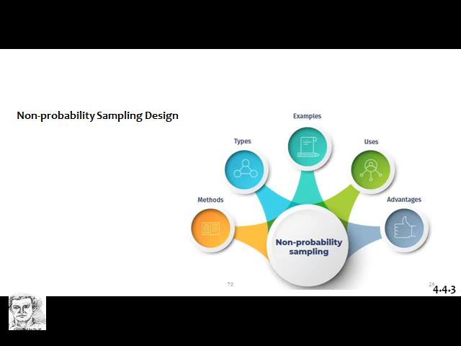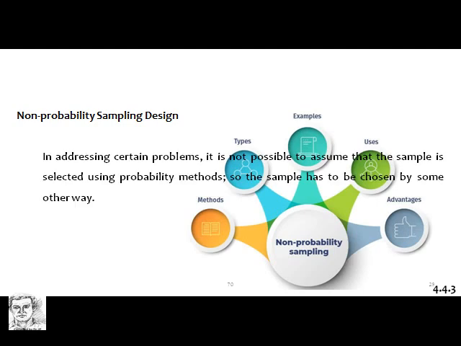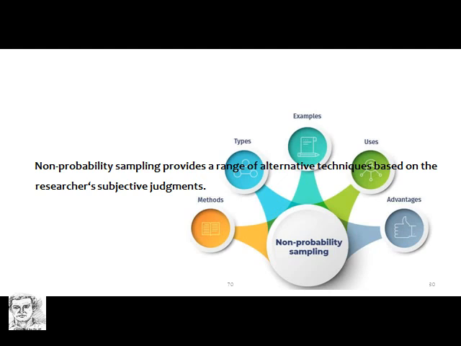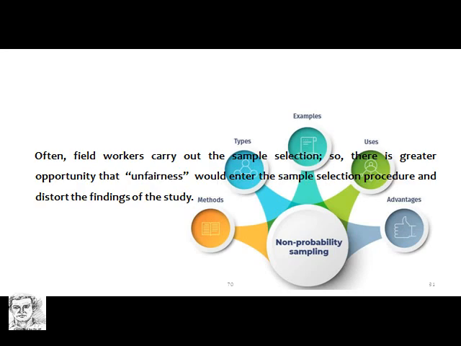Non-probability sampling design. In addressing certain problems, it is not possible to assume that the sample is selected using probability methods, so the sample has to be chosen by some other way. Non-probability sampling provides a range of alternative techniques based on the researcher's subjective judgments. Often, field workers carry out the sample selection, so there is greater opportunity that unfairness would enter the sample selection procedure and distort the findings of the study.